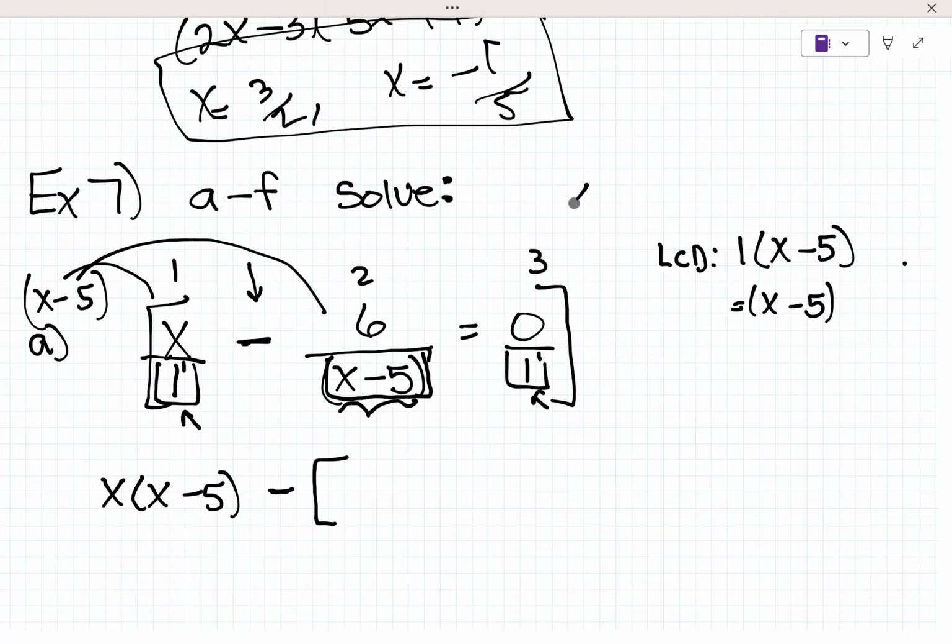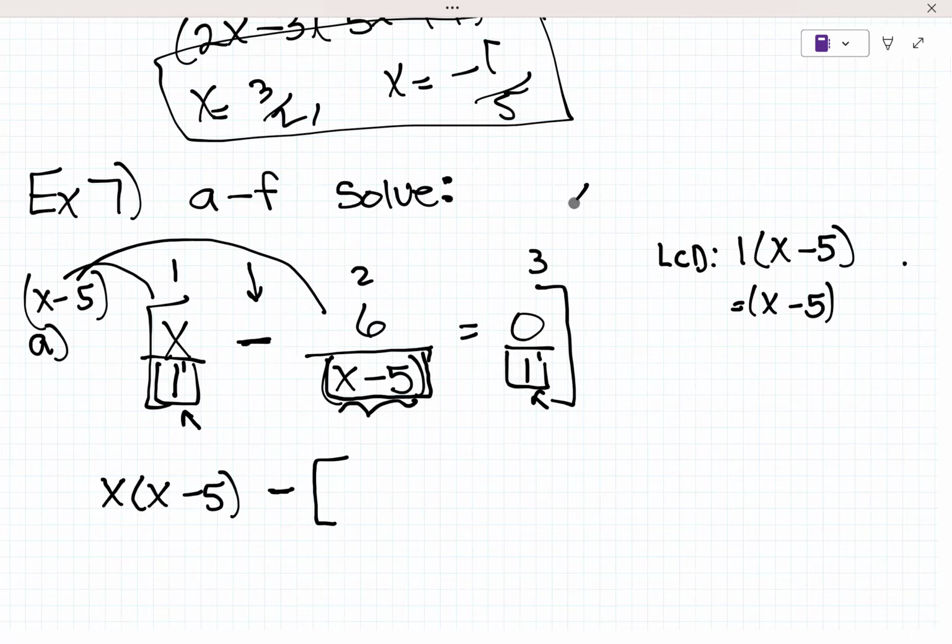So yes, you must always check for extraneous solutions. Now, when I do the other examples, because I've already done the work and I already checked it, I'm not gonna always check it because it does take a lot of time. But when you're doing your homework, always check for extraneous solutions. Okay, so that is how you check it and both solutions work.